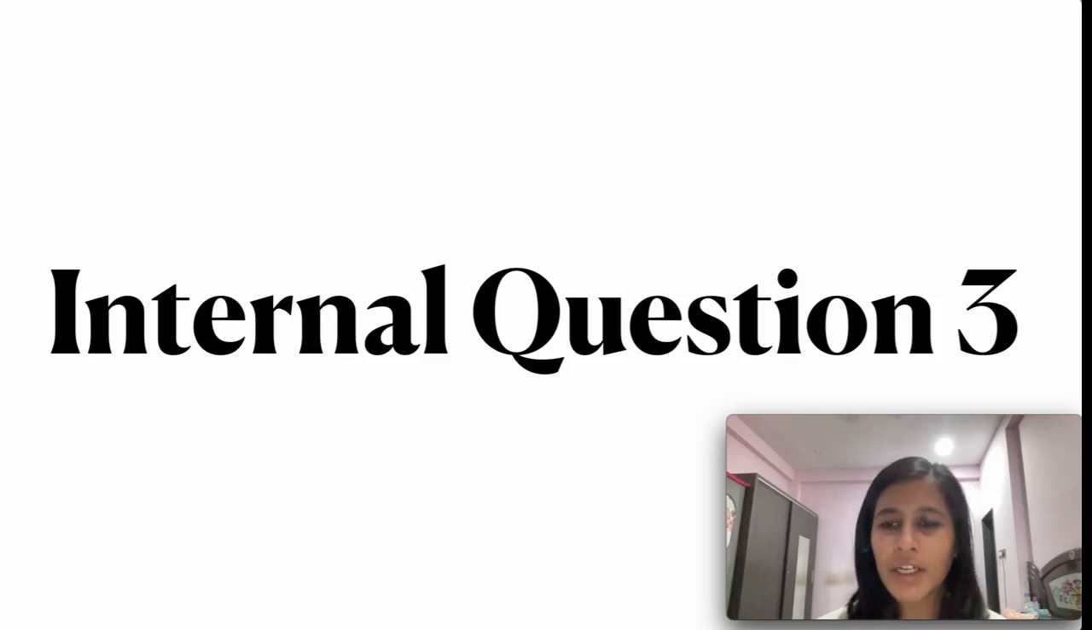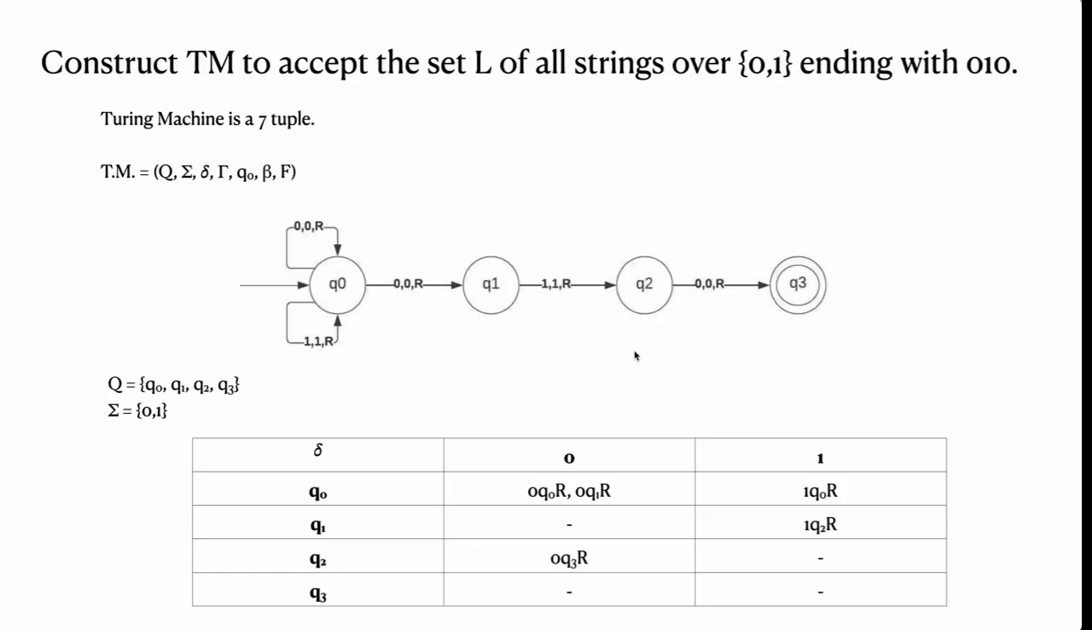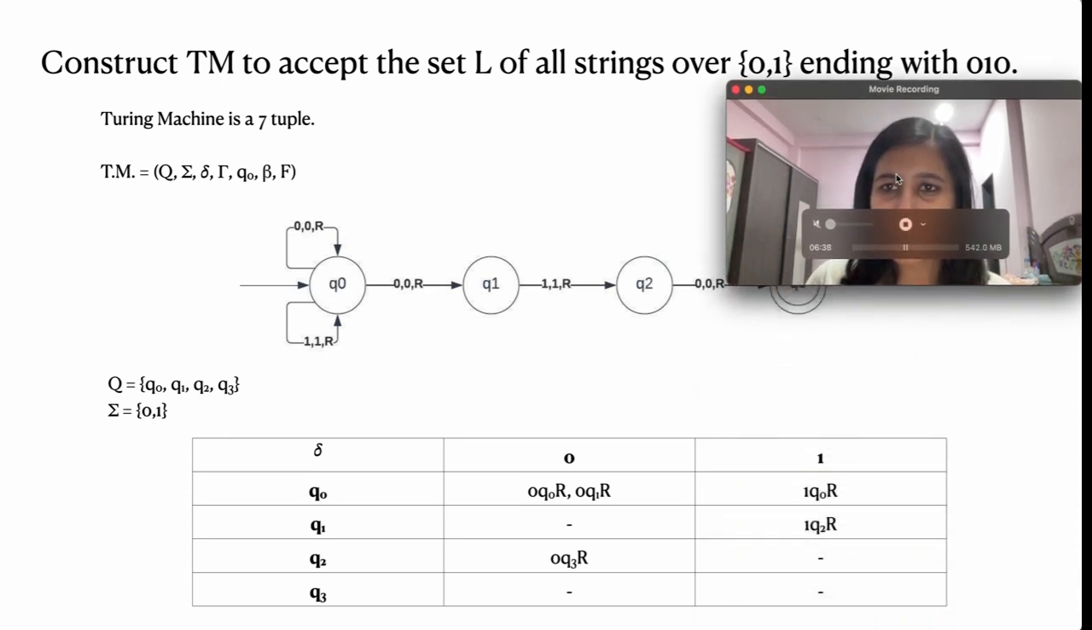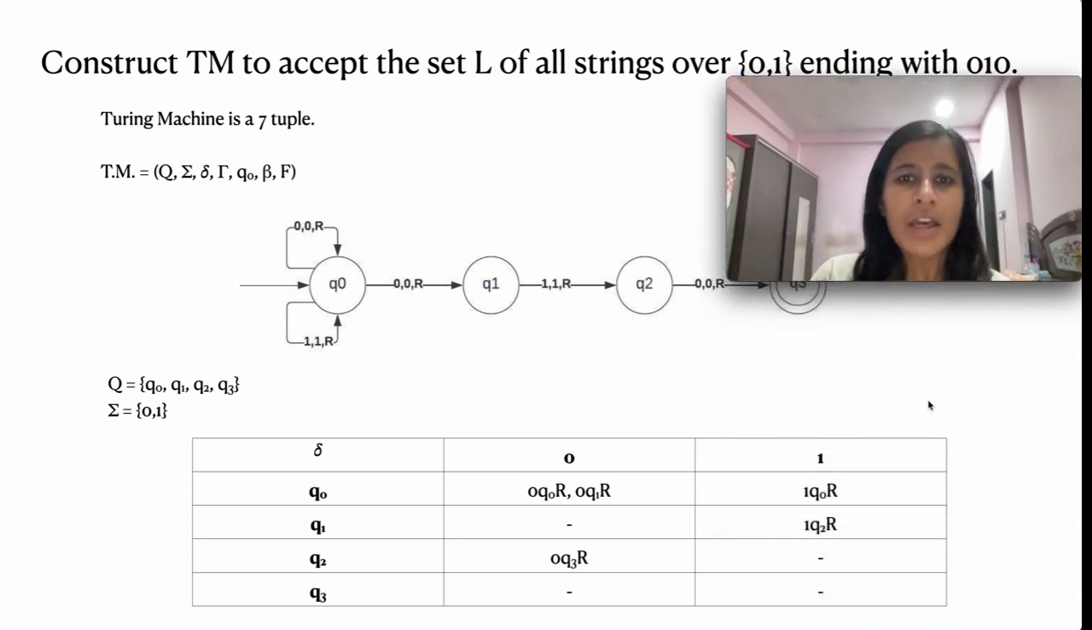Today we are looking at the third question of the third theory of computation internal, which is based on automata theory. Let us look at the question. Construct a Turing machine that accepts the set L of all the strings over 0, 1 ending with 0, 1, 0.